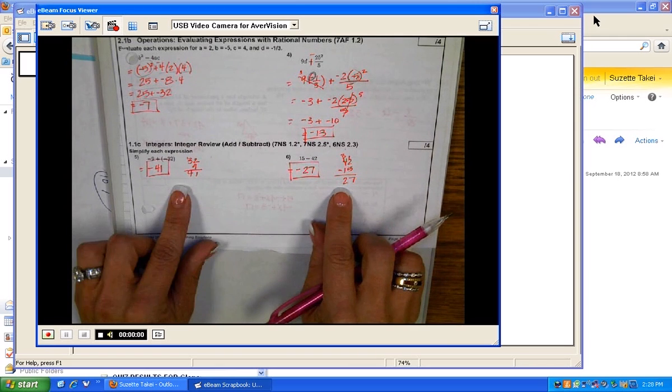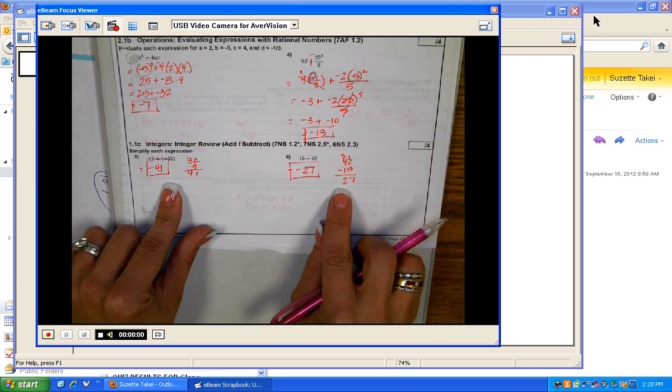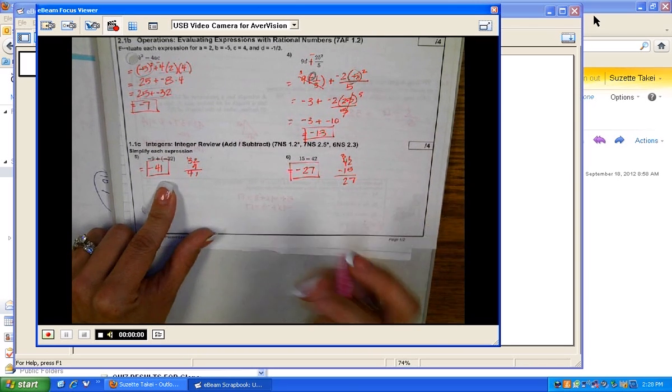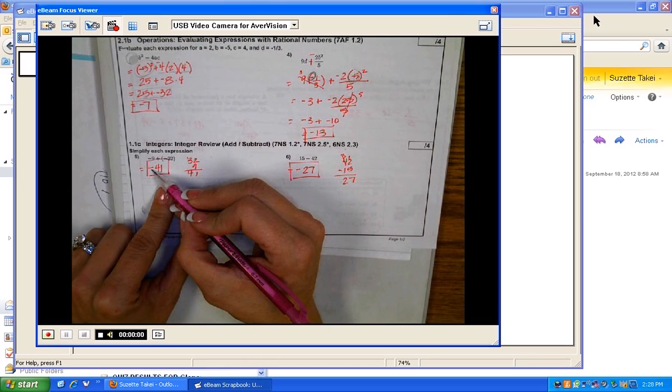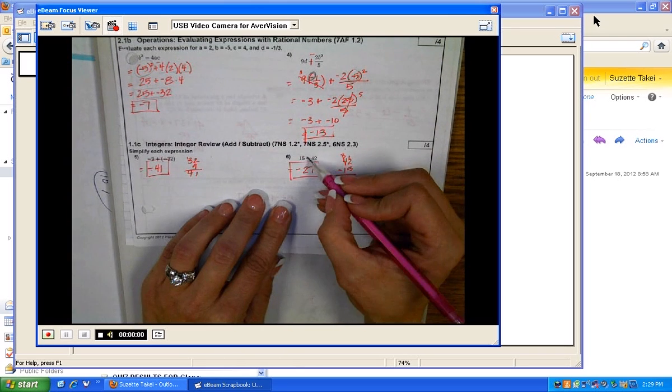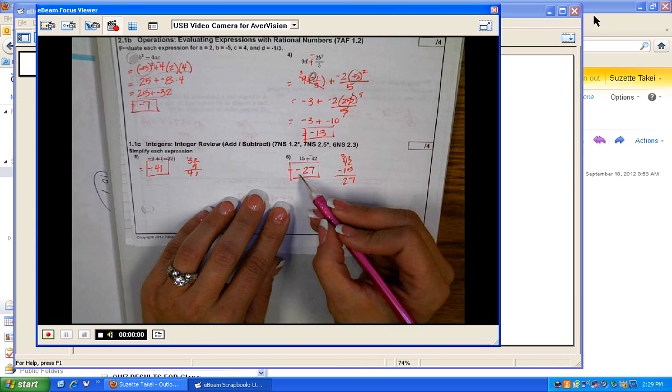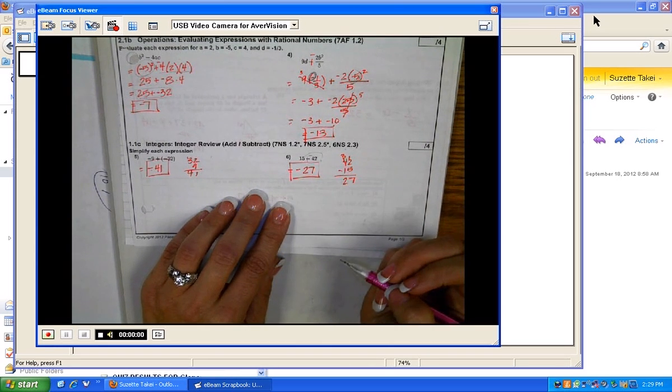If you missed them, they were usually silly errors. They were usually a dropping of the negative, not remembering that you have negatives and negatives. Your answer is going to be negative. You have a negative and a positive. Your answer is going to be negative because this is the bigger absolute value.